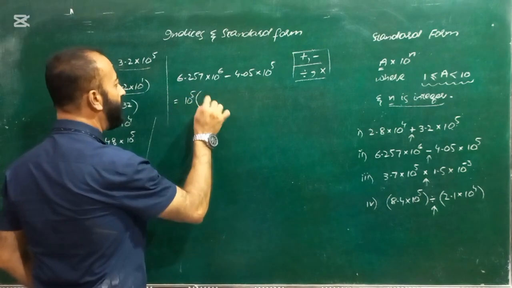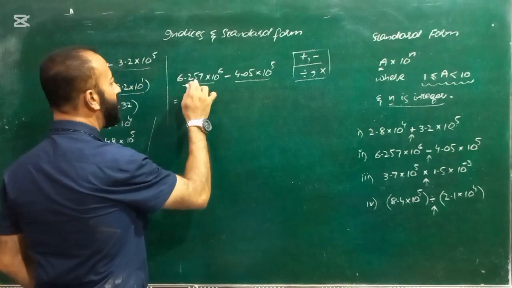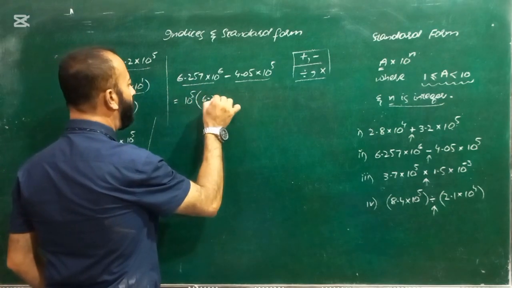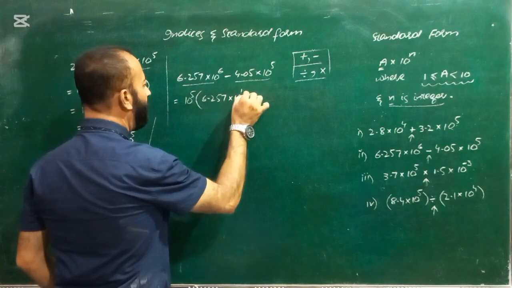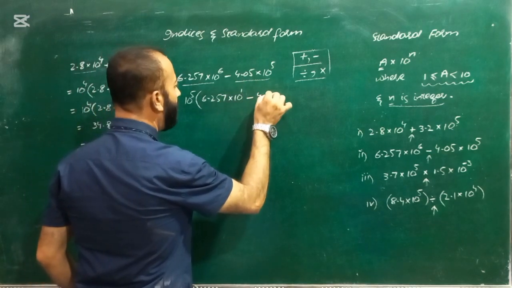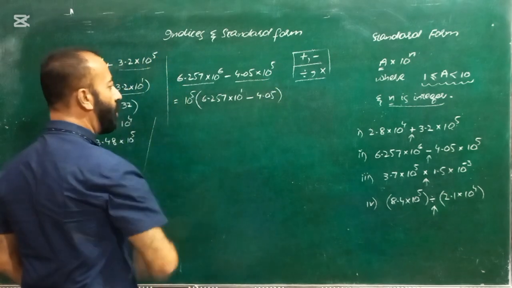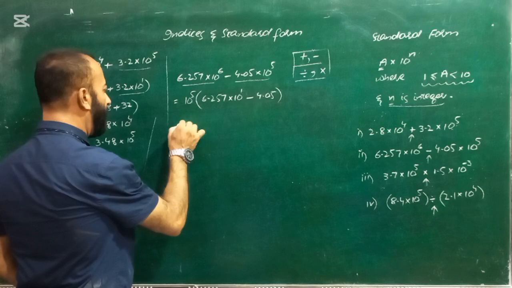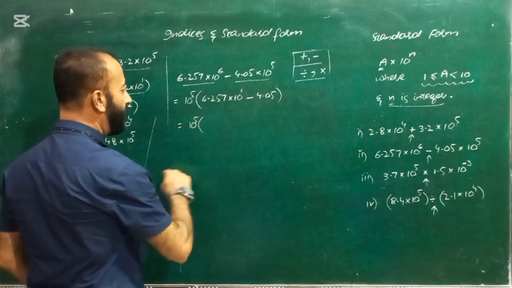So 10 raised to power 5 is common in these two values. After taking it common, 6.257 and 10 raised to power 1 will be left here. Minus sign is still there and 4.05 is left because 10 raised to power 5 has been taken as the common. At this stage, you can see now 10 raised to power 5 will be written as it is.